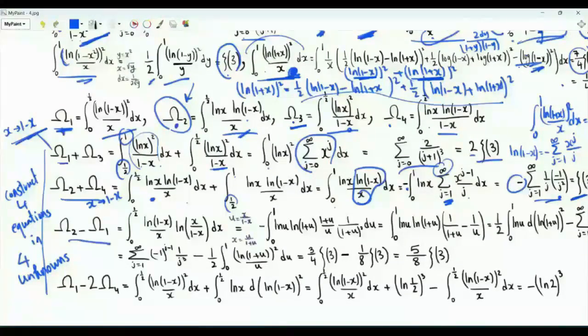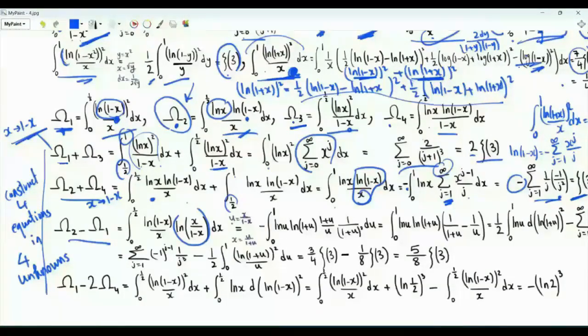Omega 2 minus omega 1 is the integral x from 0 to 1/2. As a common factor, we have ln(1 minus x) over x. Then we have ln x from here, and an extra ln(1 minus x) from there. Omega 2 minus omega 1 has this logarithm of x over 1 minus x.